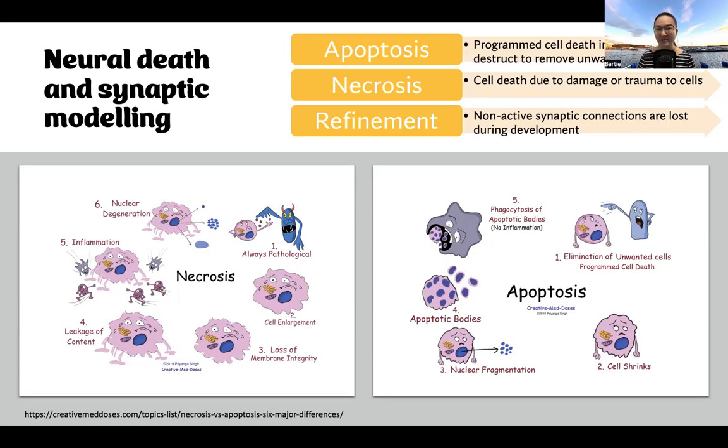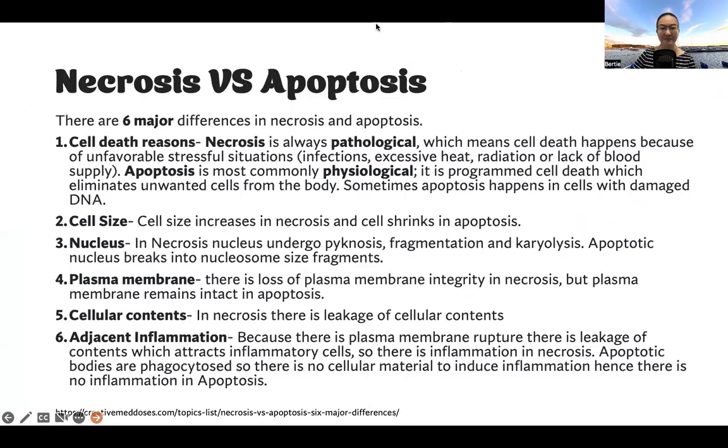Apoptosis is automatic, it's a programmed cell death in which cells self-destruct to remove unwanted cells, while necrosis is cell death due to damage or trauma to cells. Necrosis versus apoptosis.